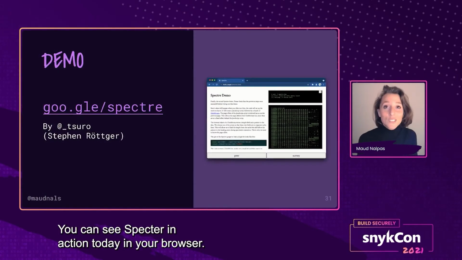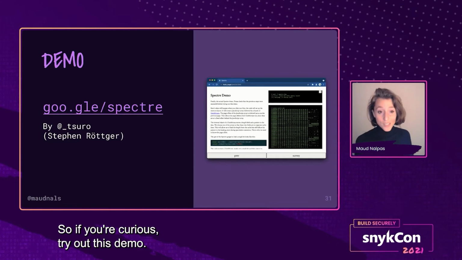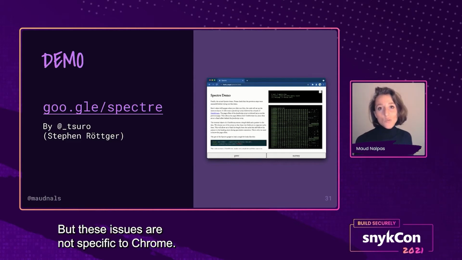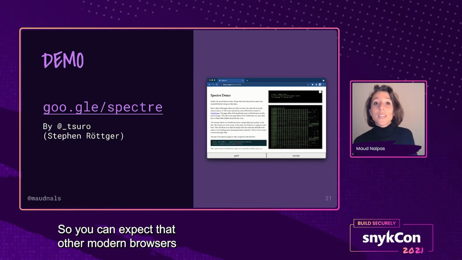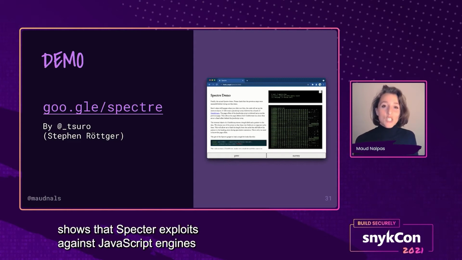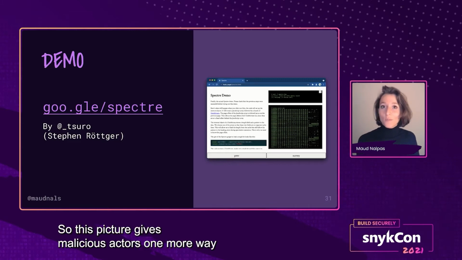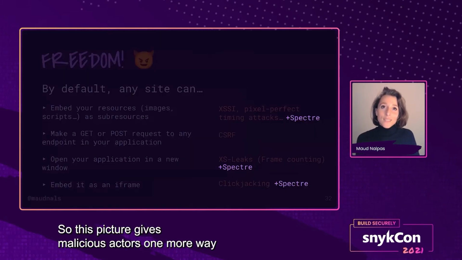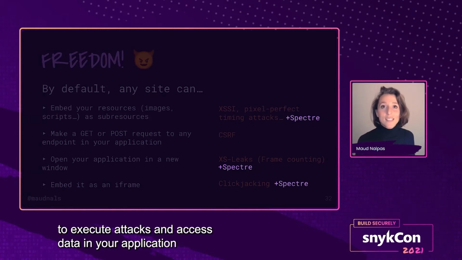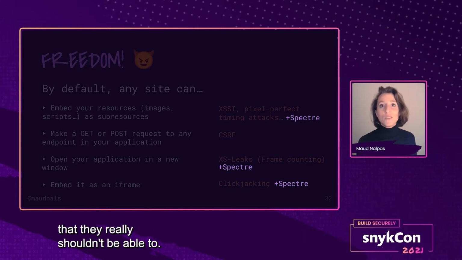You can see Spectre in action today in your browser. So if you're curious, try out this demo. This demo uses Chrome to demonstrate the attack, but these issues are not specific to Chrome, so you can expect that other modern browsers would be just as vulnerable. And this is quite scary because it shows that Spectre exploits against JavaScript engines are doable. So Spectre gives malicious actors one more way to execute attacks and access data in your application that they really shouldn't be able to.